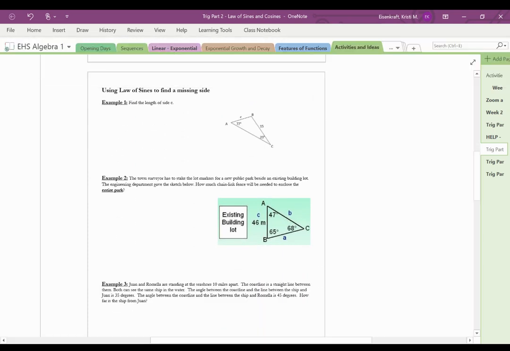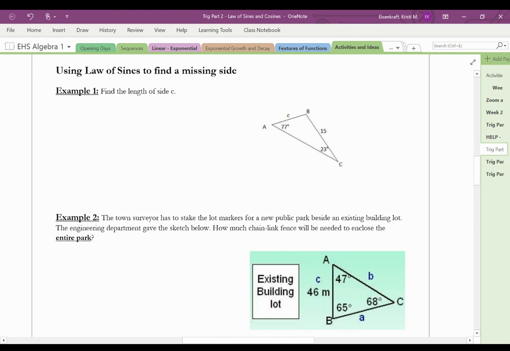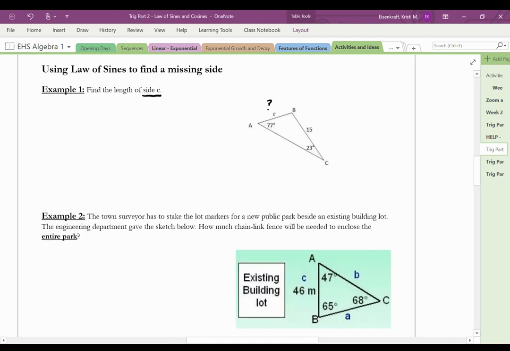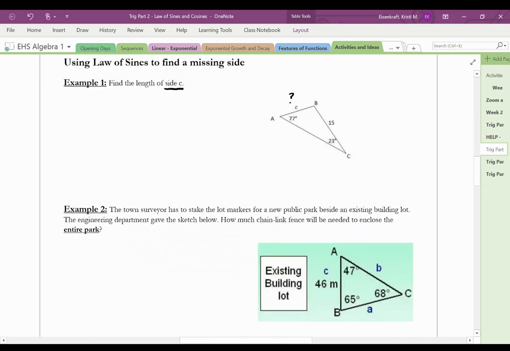So let's start with this first one. It says, find the length of side C. So finding the length of side C is this guy right here. So I need to look for an angle, any angle on here, and an opposite side that is known. I see right away that I have angle A and its opposite side. Good news. Now I'm trying to find side length C, so I'm going to use angle C and side length C.